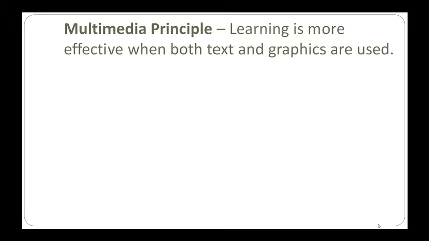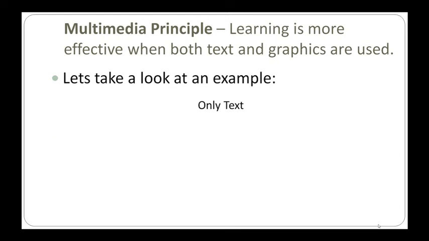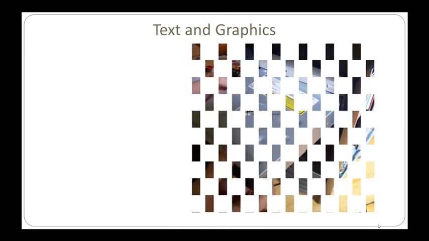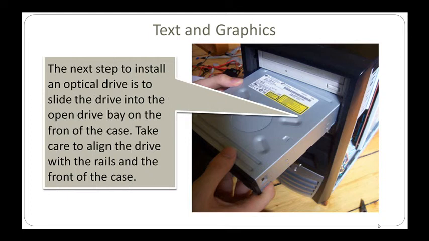The basic concept of the multimedia principle is that when both graphics and text are used, learning is more effective. Let's take a look at an example with only text. Here we have a text box talking about how to install an optical drive in a computer. Now, if we put text together with a graphic, and the text, will the student have a better opportunity to learn?